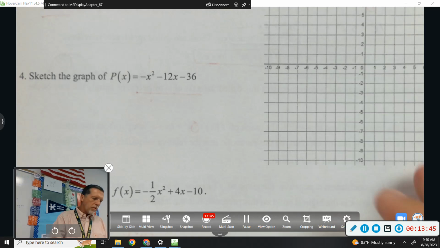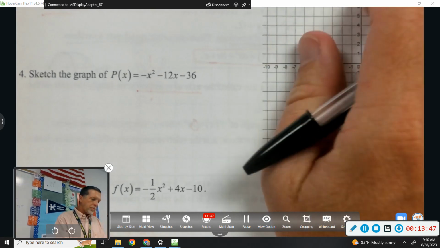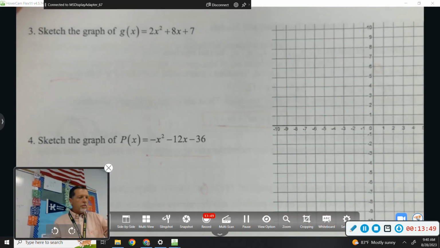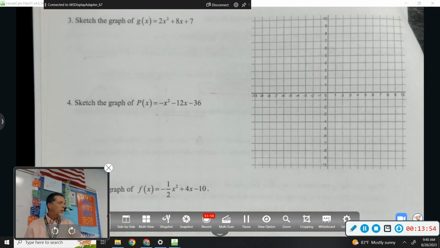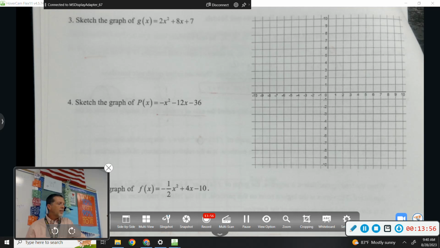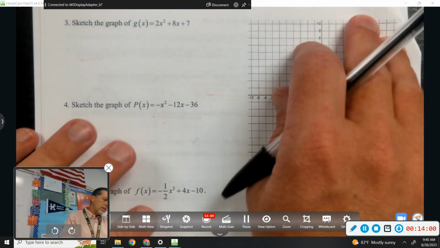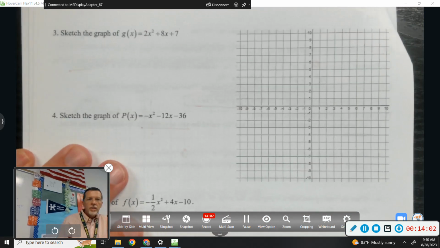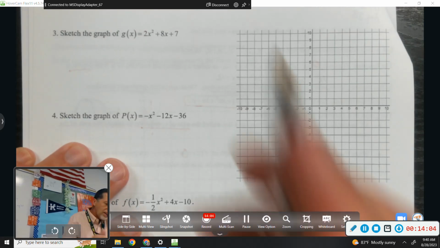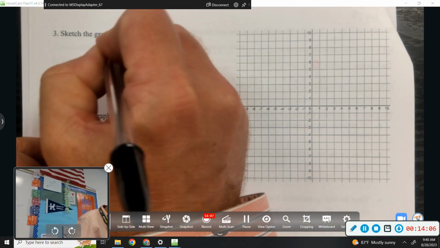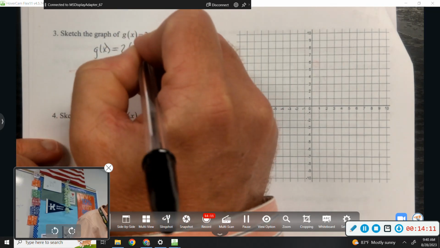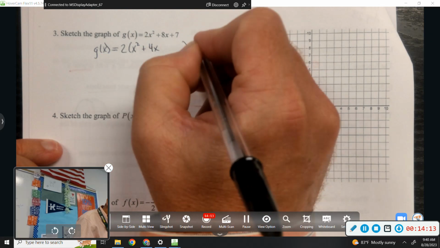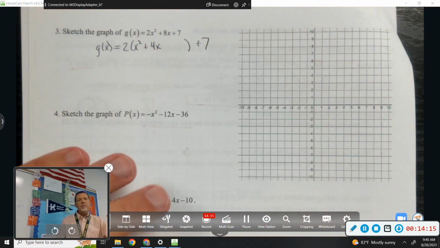Number 3. And here's 3 more where we'll put them all in the same graph, but it's sort of rigged that they won't overlap at all. So good planning on Miss Murray's part here. Number 3, sketch the graph of that thing. Well, same thing. I don't want to do complete the square with a 2 there, so I'm going to take out the 2. The 7 I'm not worried about because he's just going at the end.